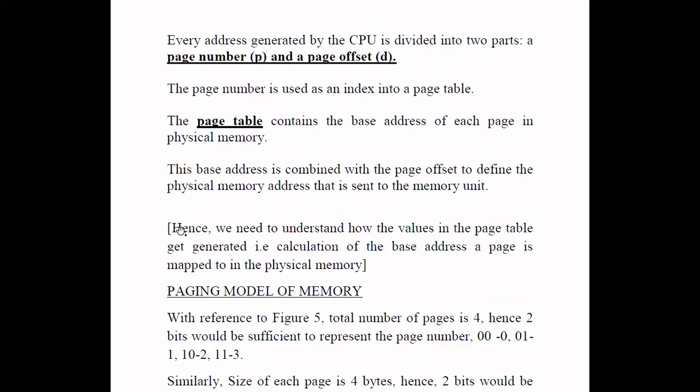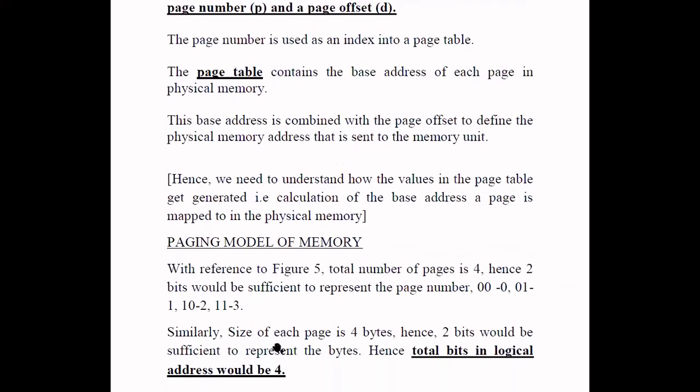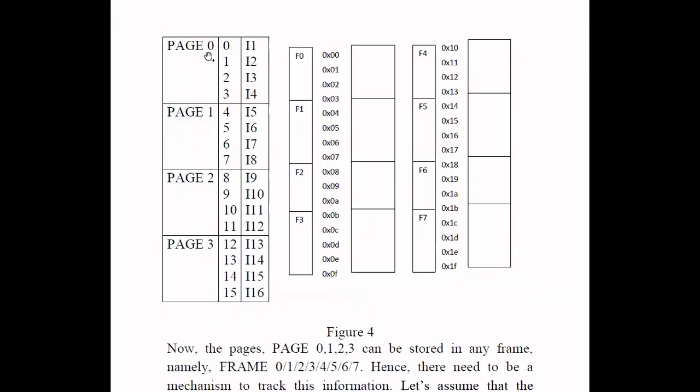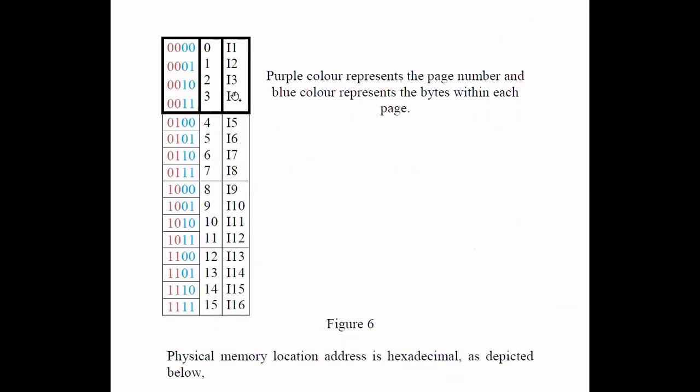Similarly, in order to represent the byte numbers, each page has 4 bytes. In order to represent the 4 bytes, again we need only 2 bits. So altogether, we need only 4 bits in order to represent the logical address: 2 bits to represent the page number, and similarly 2 bits to represent the byte number. This is what I have represented over here with different color representation so that it will be easy to understand.